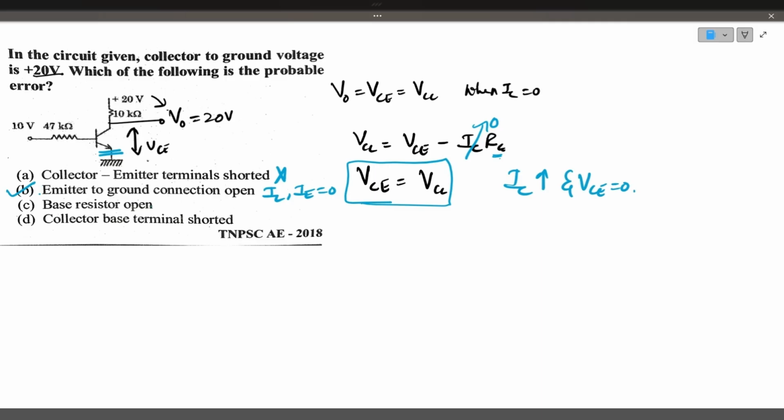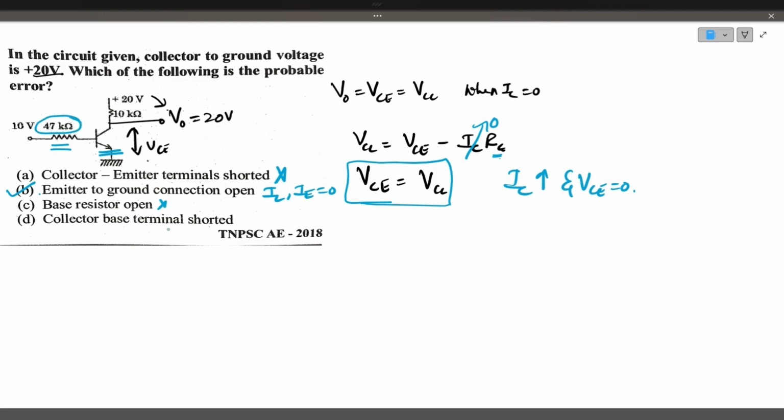Base resistor is open. When base resistor is open, even in that case, the transistor will be in off condition. But here, that is not possible because the base resistor is given as 47 kilo ohms. Clearly, even this is not possible.